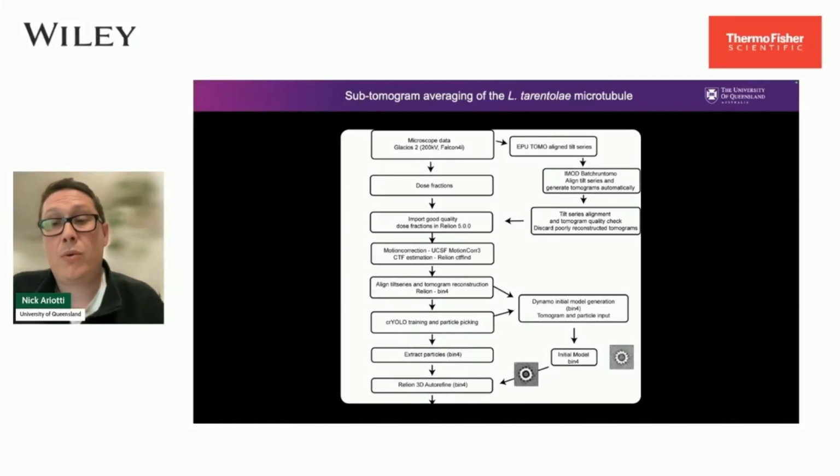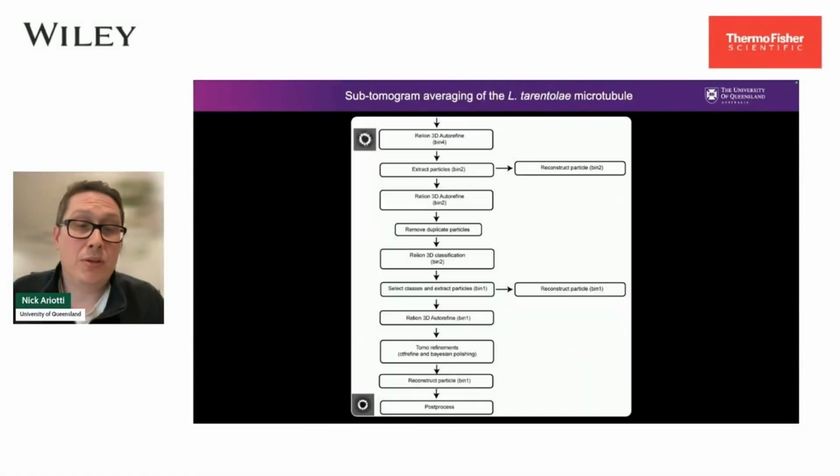quality based on automated batch reconstructions using eTomo. From there, we go through MotionCor2 implemented in RELION 5, and then through an initial refinement at bin 4 in Dynamo with particle picking in crYOLO. From there, we can extract all those particles and work through our reduced bin data up to bin 1, and we can do a CTF refine and Bayesian polishing for our final post-processing.